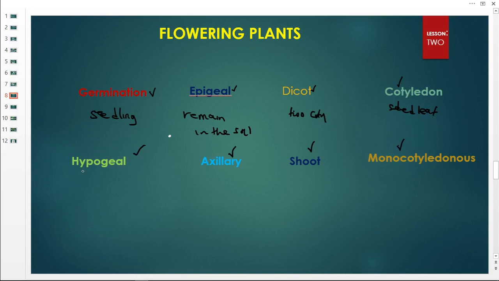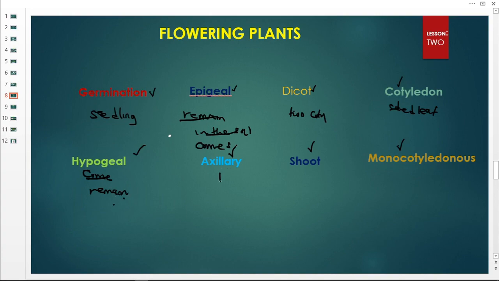And then hypogeal is also a type of germination. In this type of germination, the cotyledon remains inside the soil. I beg my pardon here. Under epigeal, the cotyledon comes out of the soil. Here it comes out of the soil. Here it remains inside the soil.